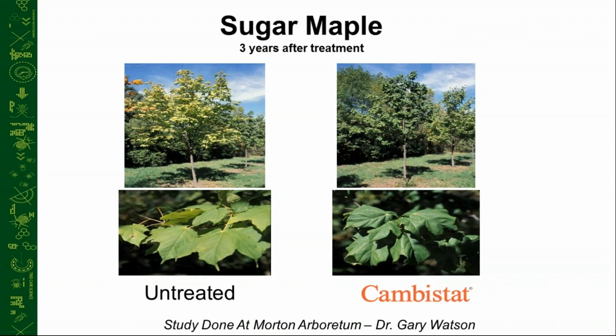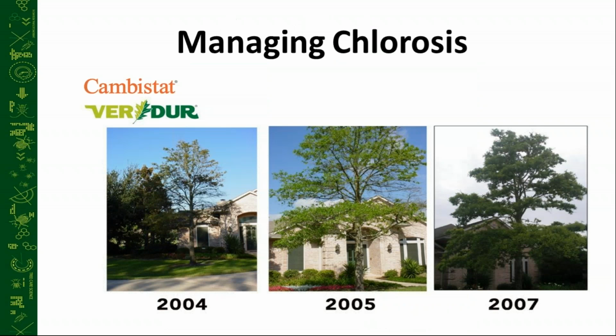And this is on sugar maple, done at the Morton Arboretum, and you can see the leaf tissue in the middle of the summer is much darker green. It holds up better to drought, that intermediate heat and water stress from the summer.